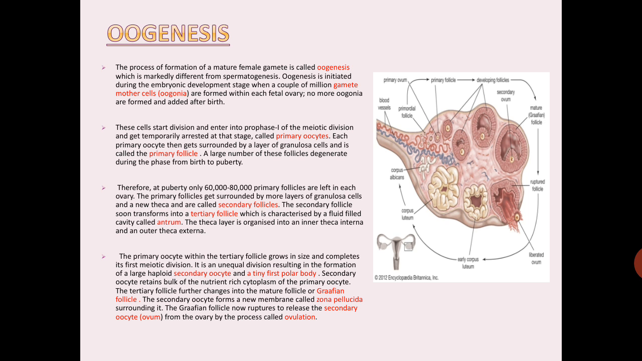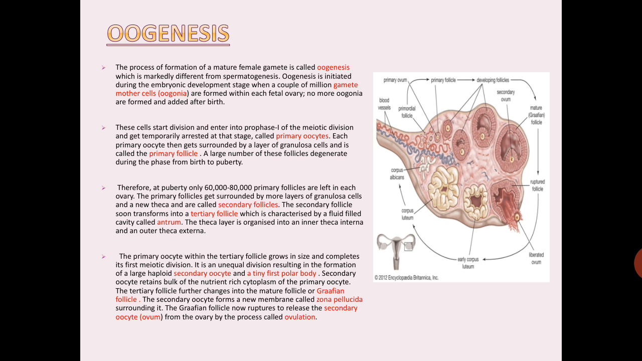So this is the process of oogenesis, and earlier we have studied spermatogenesis, how the sperms are formed. Here we have studied how the ovum is formed. To begin with, oogenesis is initiated during the embryonic developmental stage where millions of oogonia are formed. So oogonia are formed before the birth. After the birth, no more oogonia are formed.